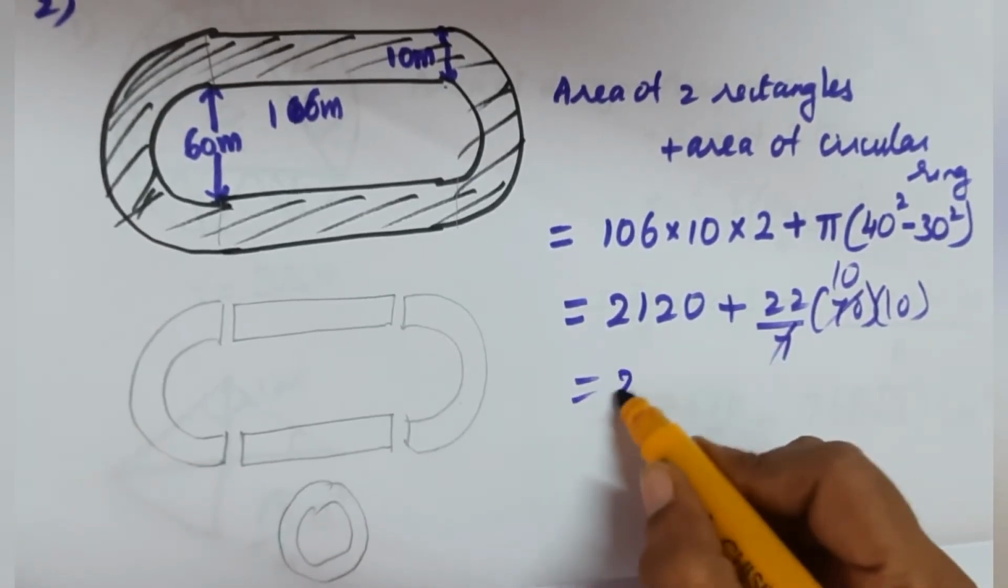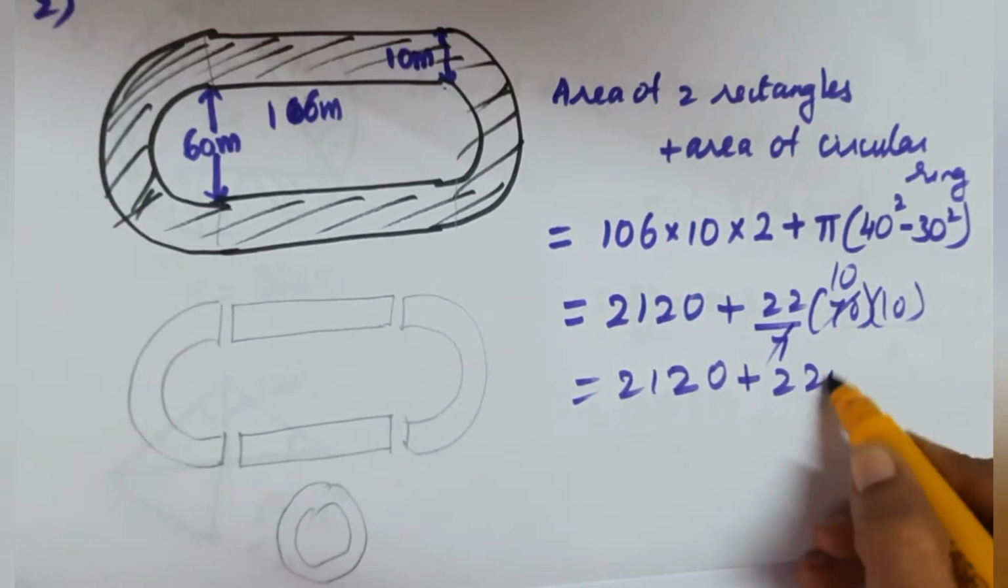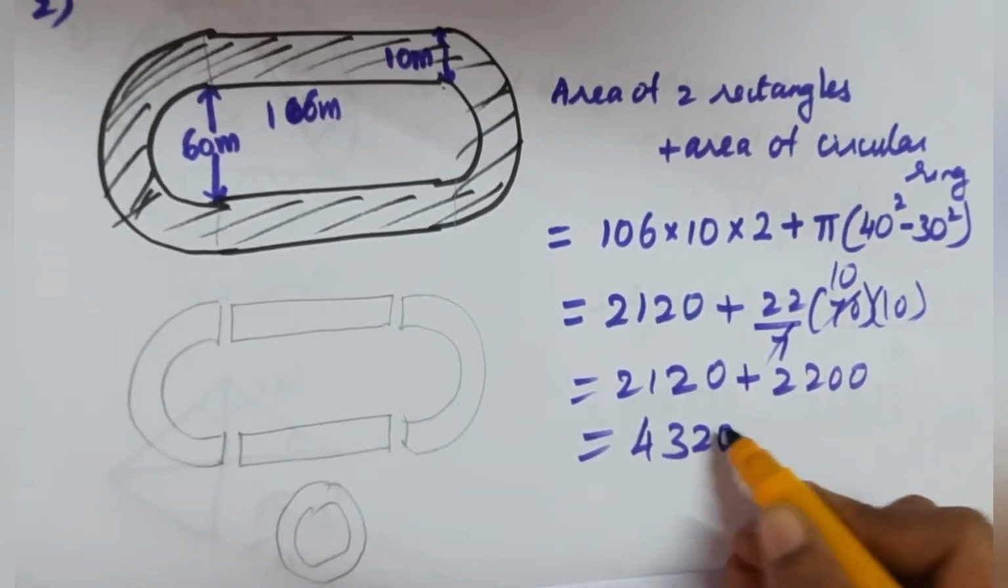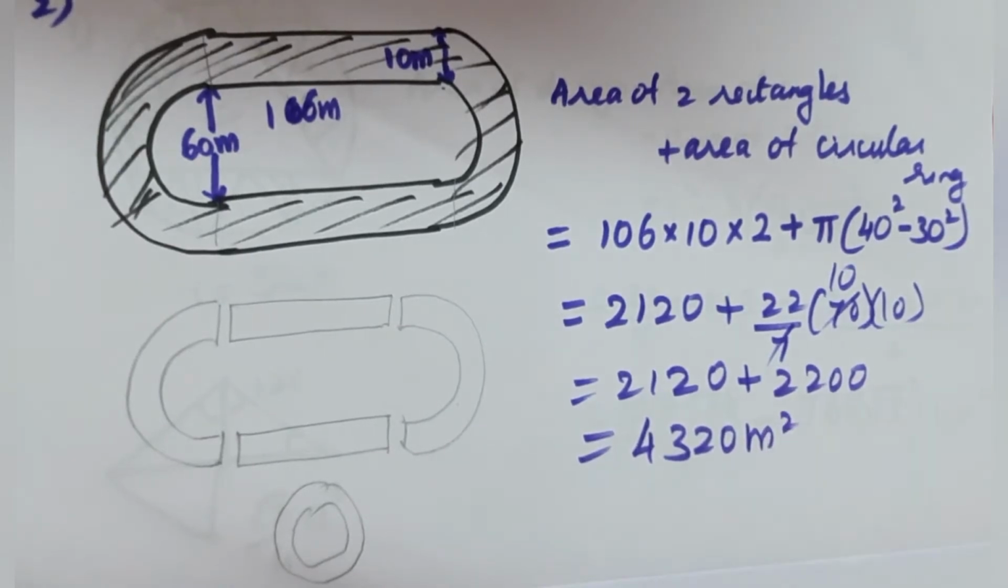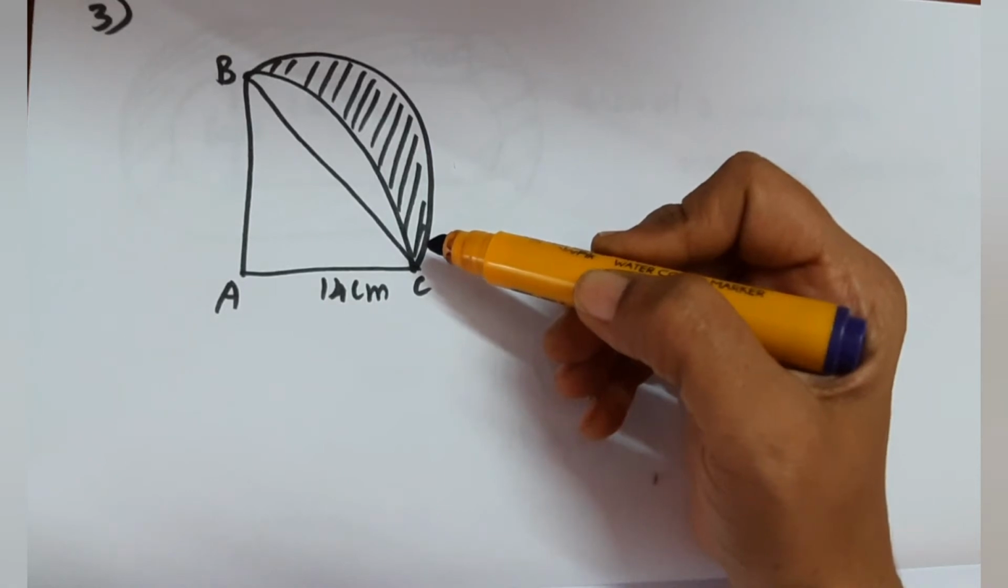So the answer is 2120 plus 2200, which is 4320 meter square.